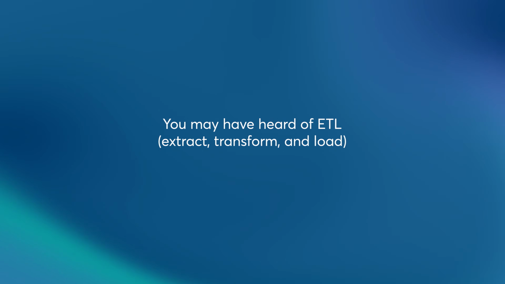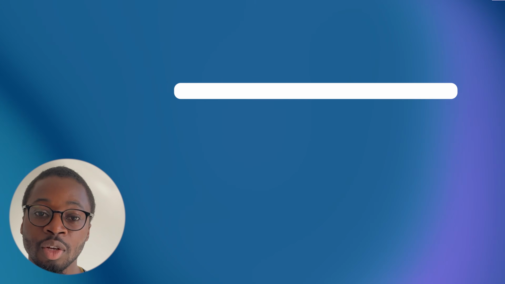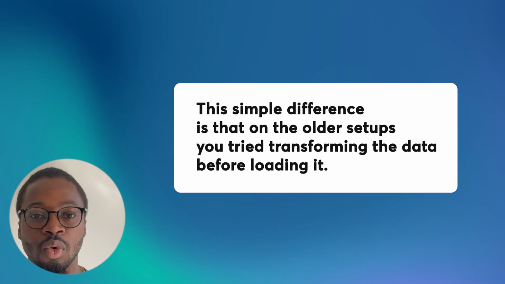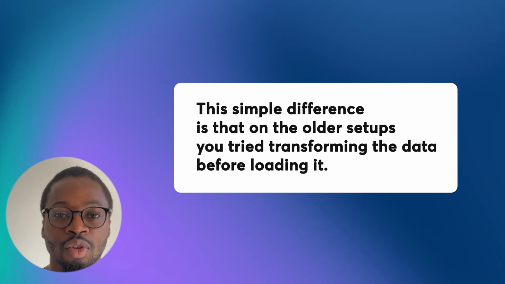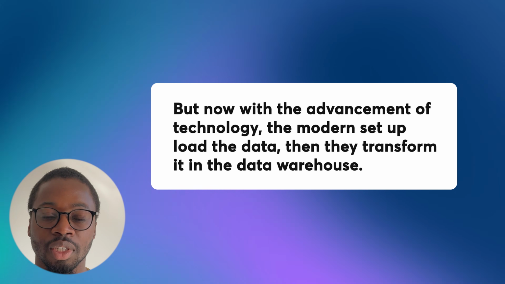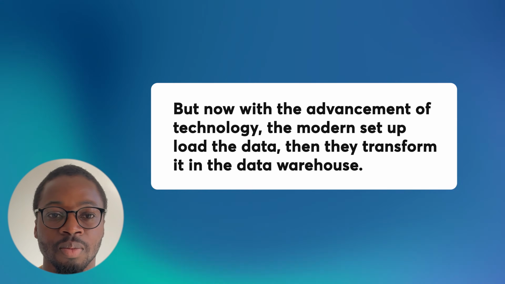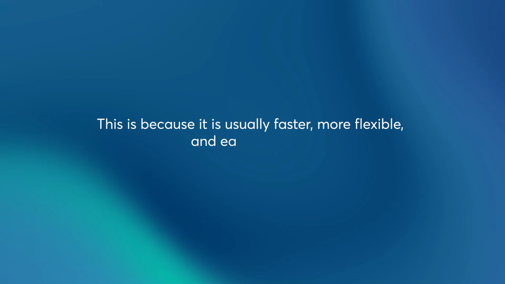The modern data stack works differently now. You may have heard of the ETL, which is extract, transform, and load, and the ELT, which is extract, load, and transform. The simple difference is that on the older setups, you tried transforming the data before loading it. But now, with the advancement of technology, the modern setups load the data, then they transform it in the data warehouse. And this is why ELT, extract, load, and transform, is becoming more popular. This is because it is usually faster, more flexible, and easier to scale.